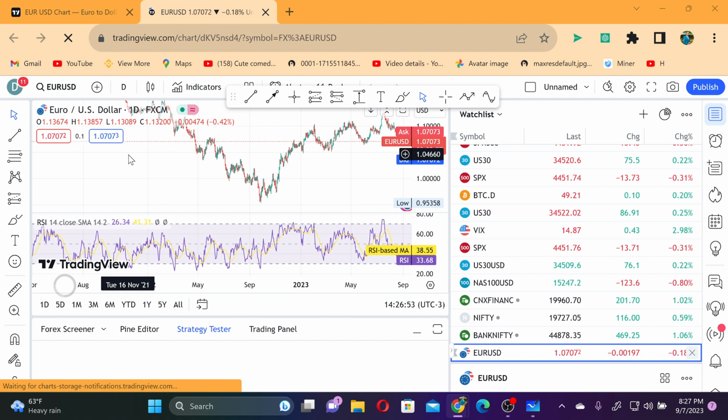Let's try and use another indicator over here. Let's talk about another indicator, and then we are going to combine it with this one to see if it works the same way. So that is how the Bollinger Band works.